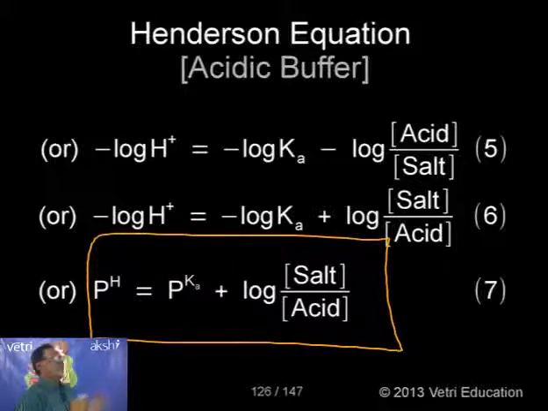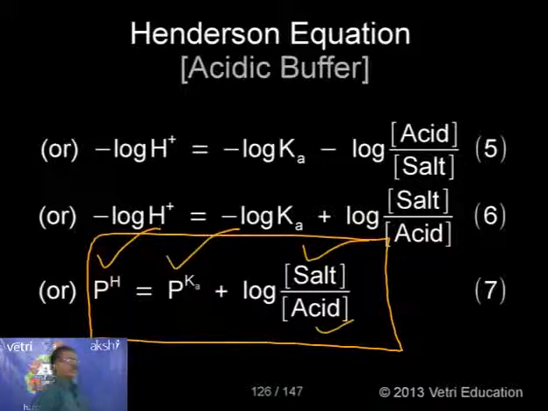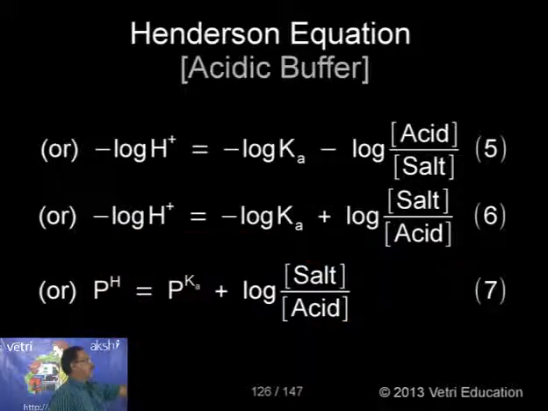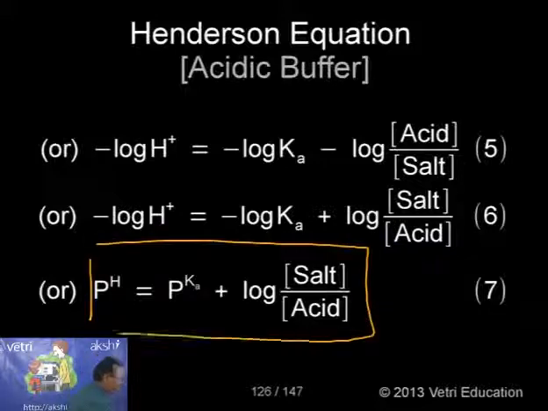Kindly follow. A lot of problems will be asked in IIT and other exams based on this. They will give the pH value, they will give the concentration of salt and acid, and they can ask for pKa. Or they will give the pKa value and some concentration of salt and acid, and ask for the pH value. Or they will give the pH and pKa values and ask for the ratio of salt and acid concentration. So, out of three factors, two factors will be given and the third factor will be asked in the problem. This is the most interesting information for the first one, the Henderson-Hasselbalch equation for acidic buffer.